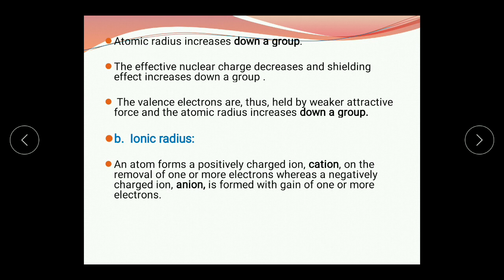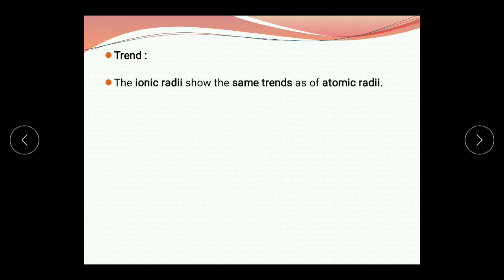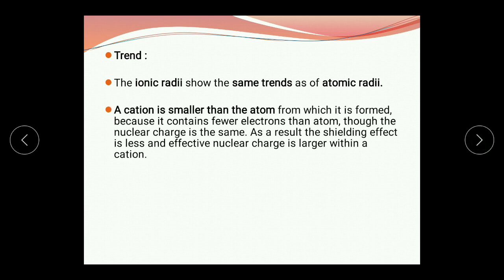Do you understand? Cation, how is it formed? By removal of an electron. And an anion is formed by gaining an electron. Now, what will be the trend? The ionic radii show the same trend as the atomic radii, because there will not be any difference. Only the outermost electron we are going to remove, or we are going to add an electron in the outermost shell. Hence, the trend will not be affected.